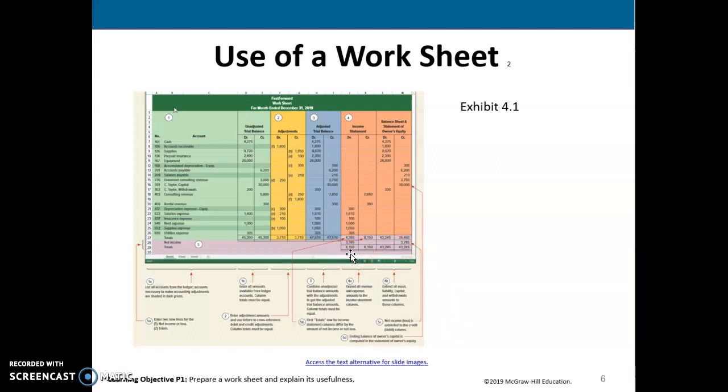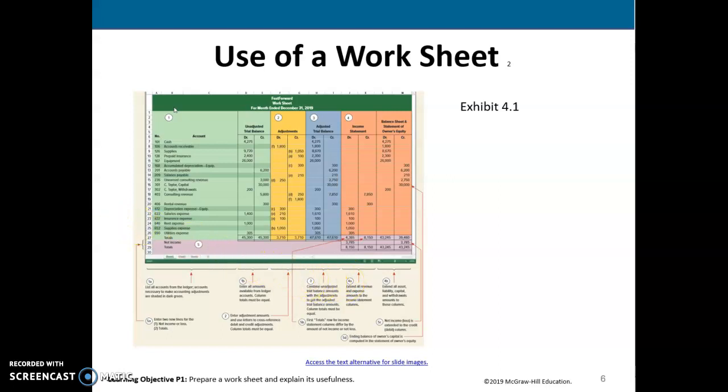And now from here, we can look and we can see exactly what to do on our financial statements. We can see that we go to the income statement column, and this is where we're going to pull the accounts for our income statement. Then we're going to do our statement of owner's equity, and the rest is going to go into our balance sheet. So we can find that from there.